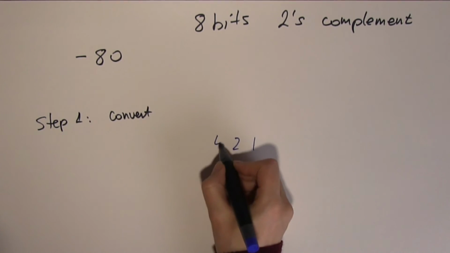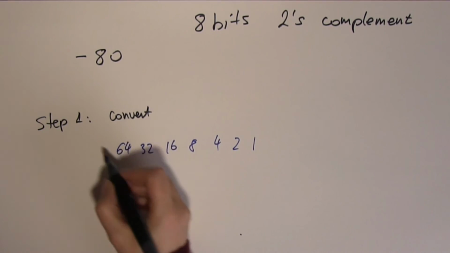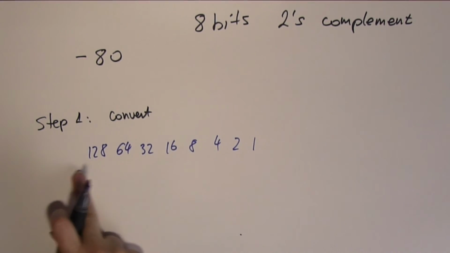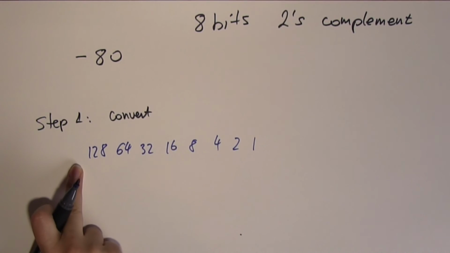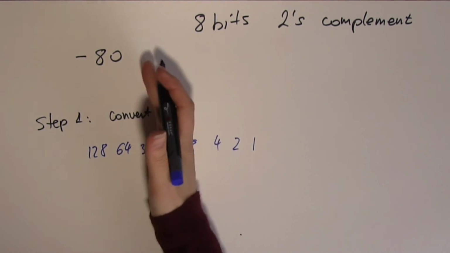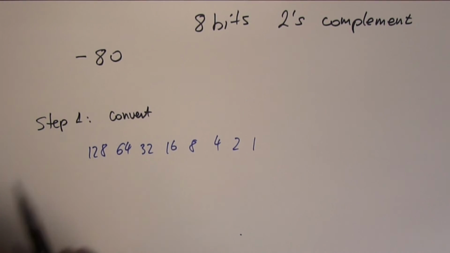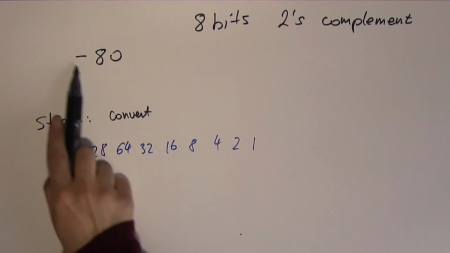1, 2, 4, 8, 16, 32, 64, 128. Again, I can quickly and easily build up this place value table by starting with a 1 and keep doubling as I'm going from one to the next. Now, the difficult bit here is making up minus 80.